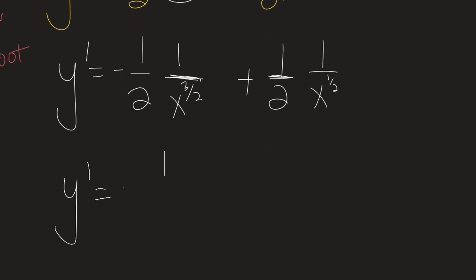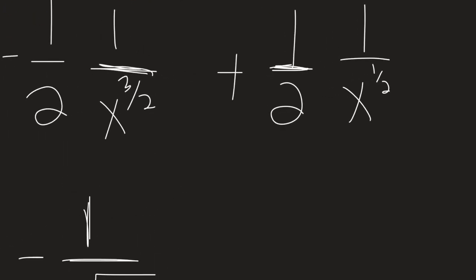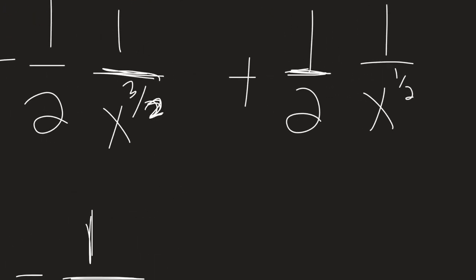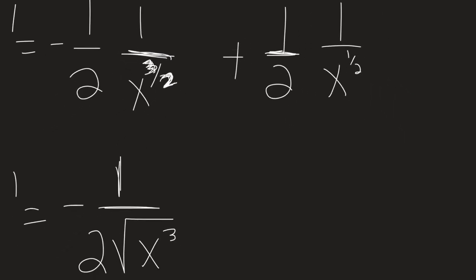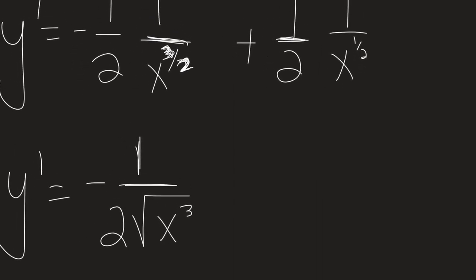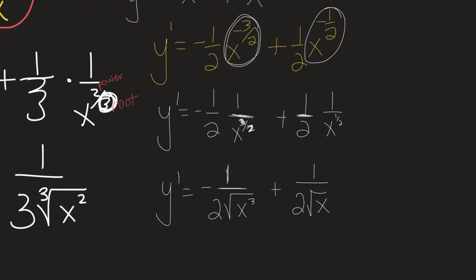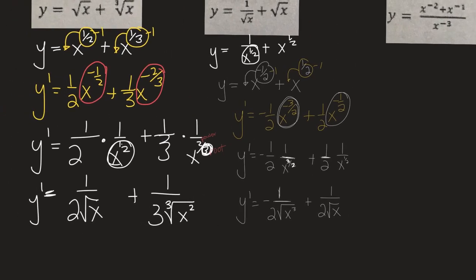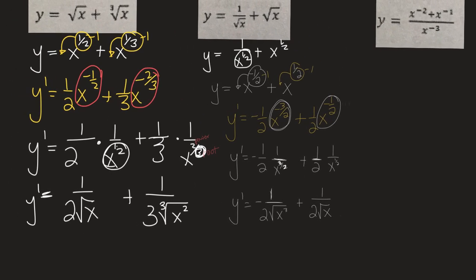So you have a 1 in the numerator, and this first term is negative. So we have 2 times the square root of x cubed. Remember the 2 in the denominator is your root, so the square root, and the 3 in the numerator is your power. So the square root of x cubed, and then plus 1 over 2 times the square root of x. Okay, that would be your algebraic way to simplify that derivative. Okay, one last one here that we're going to do.